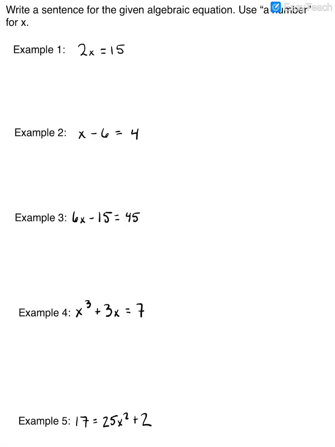So first, we're going to write a sentence for the given algebraic equations, where we see x, we're going to use a number. So for this one, when it says 2x equals 15, just as it reads, except when there's just a 2x, remember that in between those is a multiplication sign. So I would write this sentence as 2 times a number equals 15.